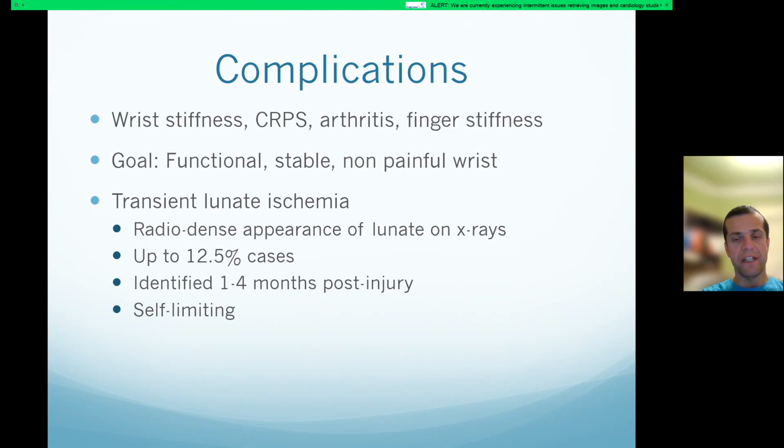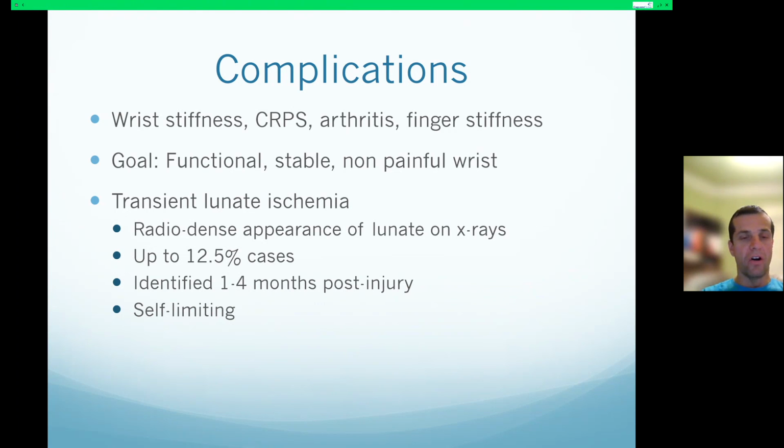Complications: wrist stiffness is a very common complication. It's almost expected that the patient will not have the pre-injury range of motion. CRPS is more common due to severity of injury, and it's even more common in patients that have median nerve injury. Arthritis due to cartilage damage and finger stiffness.